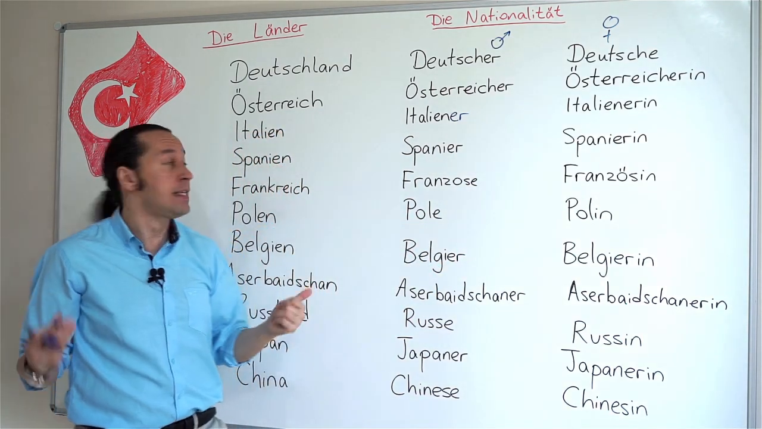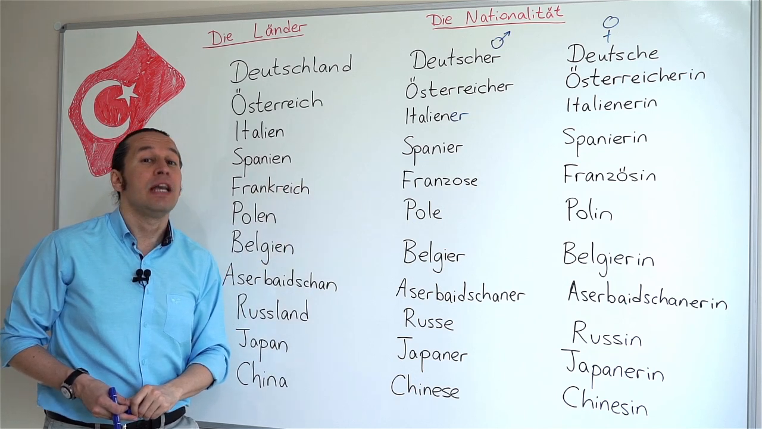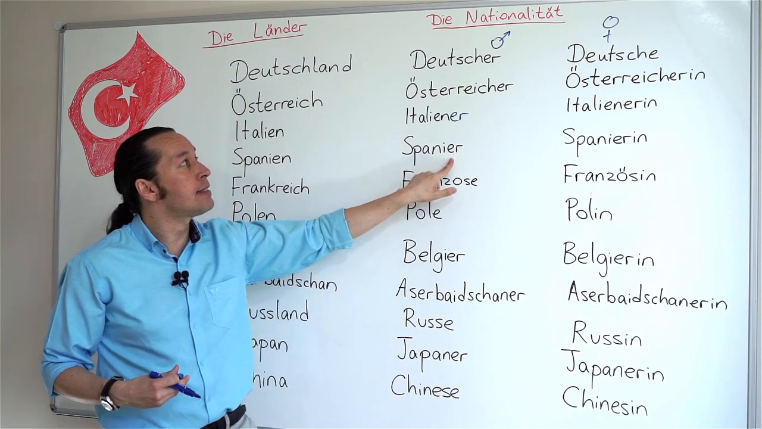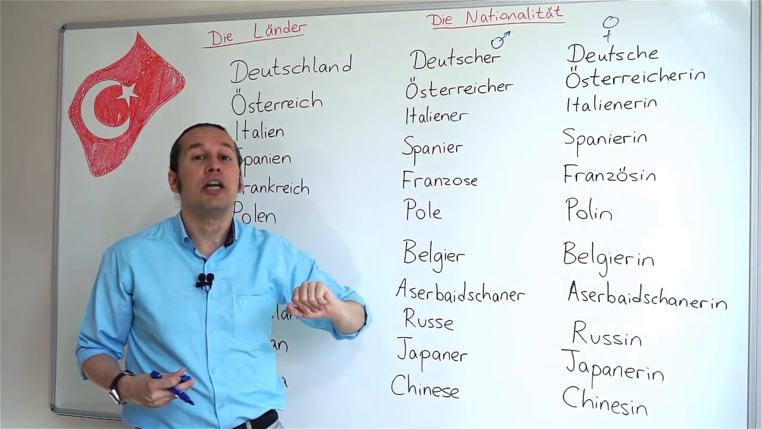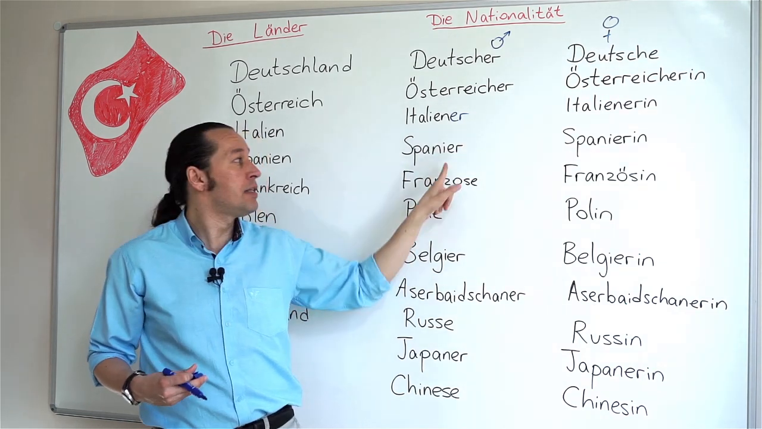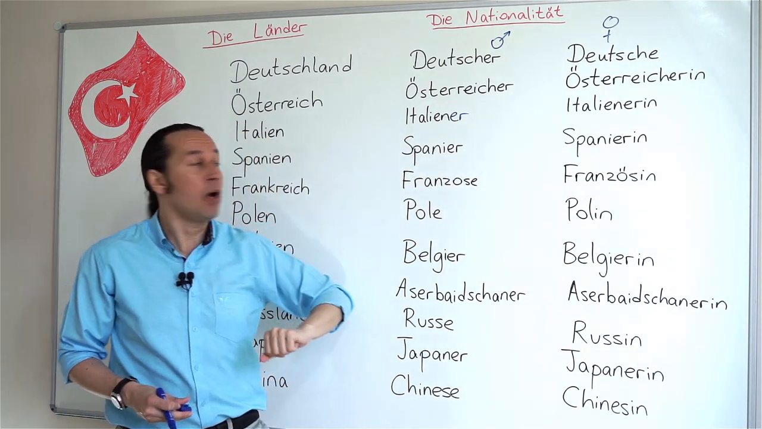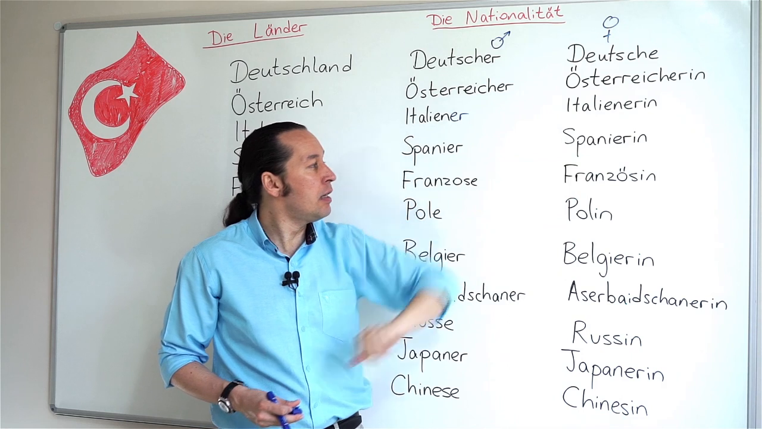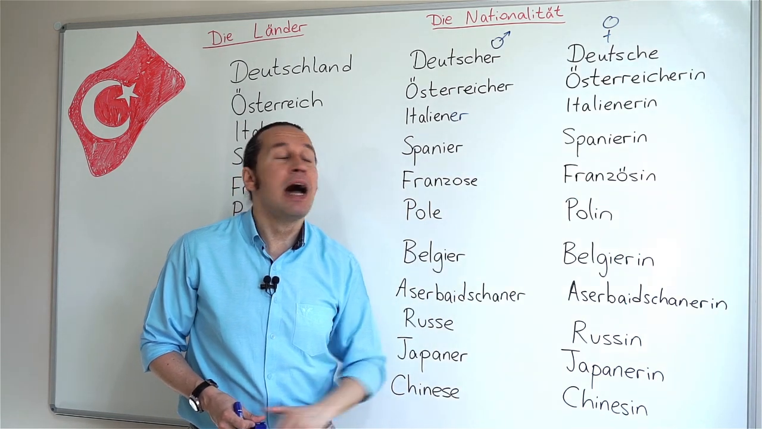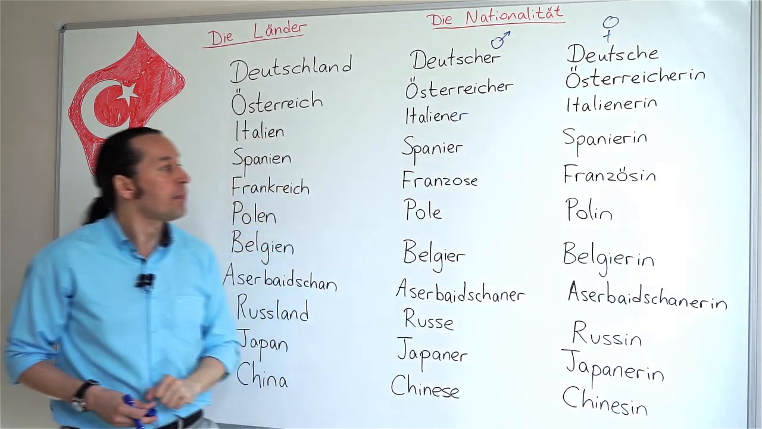So what about Spain? What do I say when I say Spain? Spanien. Spanien stands for Spain. So if it's a Spanish male person, I'll say Spanier. Spanier, just like here, Italiener, but here Spanier, which stands for Spanish male, okay? If it's a female, I will say Spanierin, the en for female.